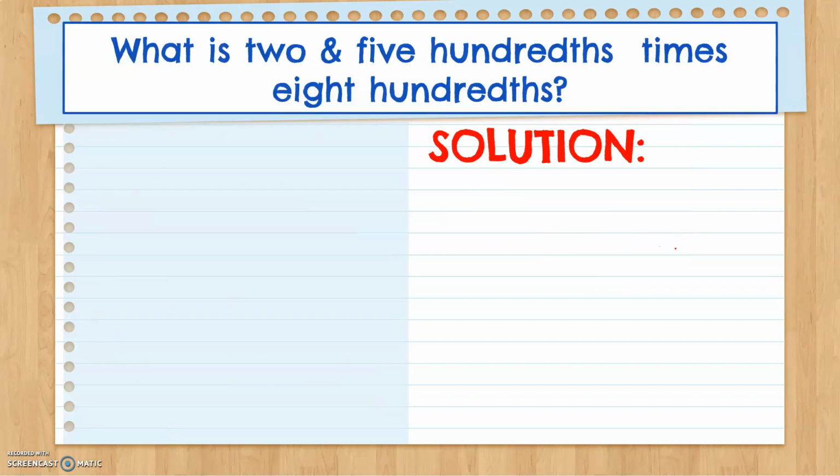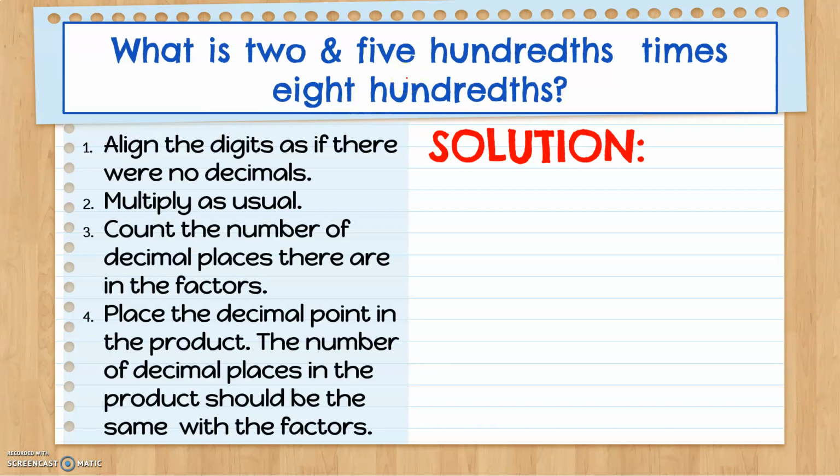Now let's have another example. What is 2 and 5 hundredths times 8 hundredths? Again, these are the steps that we'll follow. This time we have a mixed decimal. We have a whole number 2, so we write 2 here. Then comes a decimal point. Then 5 hundredths. So the digit 5 should be in the hundredths place. After the decimal point is the tenths place, so we have to write 0 there, followed by 5 in the hundredths place. Then we multiply it by 8 hundredths. So again, we have here a 0, a decimal point, 0 because we don't have a whole number.